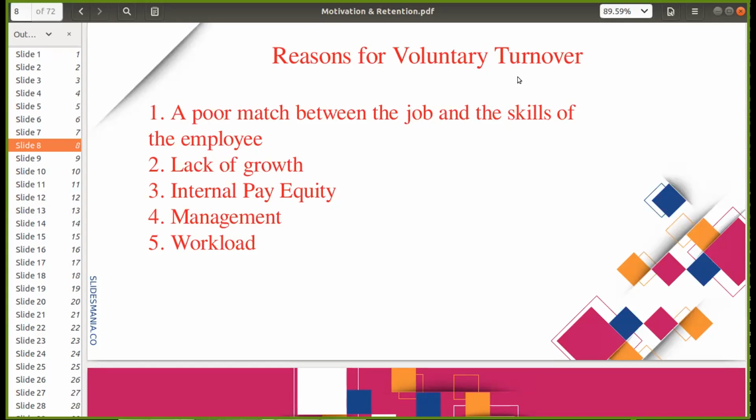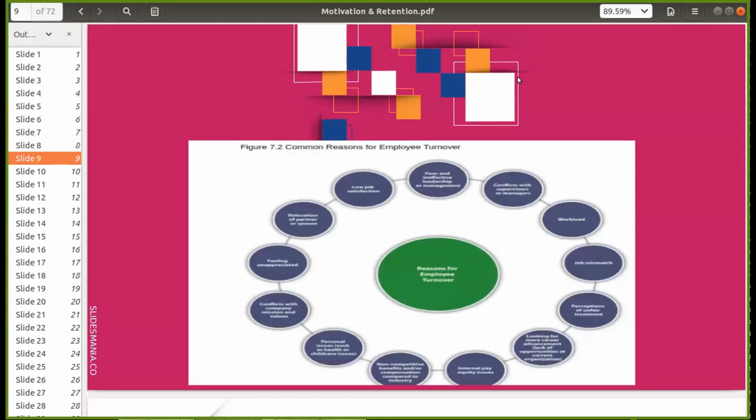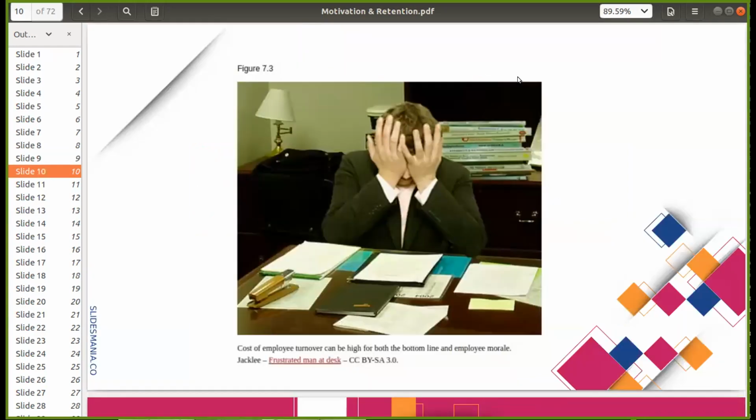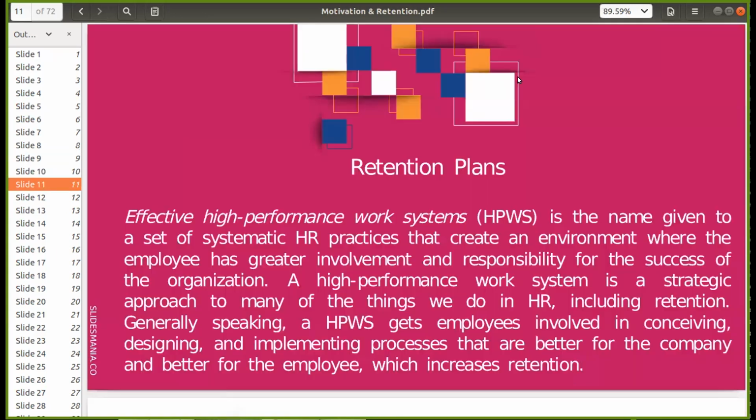And then yeah, there is this reasons for employee turnover. Okay, basahin nyo yan. And then, ayan, sample picture ng isang burnout na empleyado. Okay. Yan.